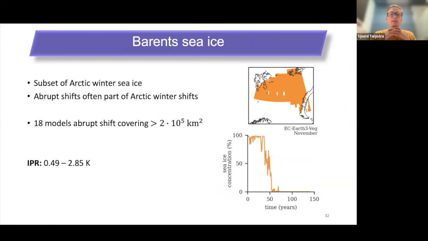The final system is the Barents sea ice. So this is a subset of the Arctic winter sea ice. This result is already taken into account in the earlier figures, but just as a zoom in, because it's often seen as its own system, we find quite often a shift here. Of course, the area is way smaller, so we also use a way smaller area threshold. But we do find at least 18 models that cover at least 0.2 million square kilometers. So this is again the EC-Earth3 model, in which you can see relatively early disappearance of this Barents sea ice. And this also tends to happen at low temperatures, so between 0.5 and 2.9 Kelvin.